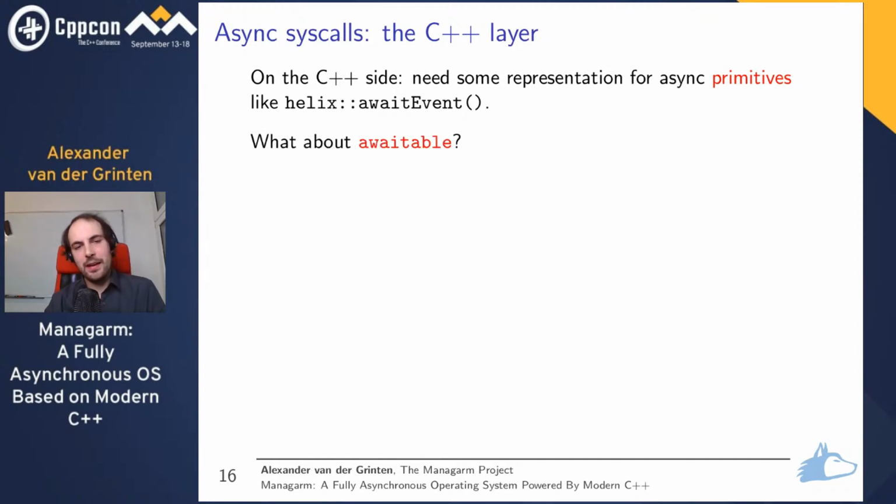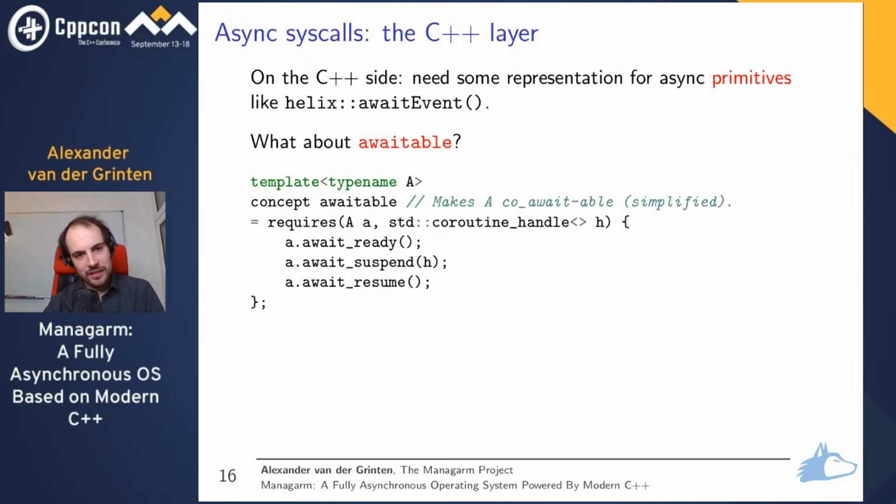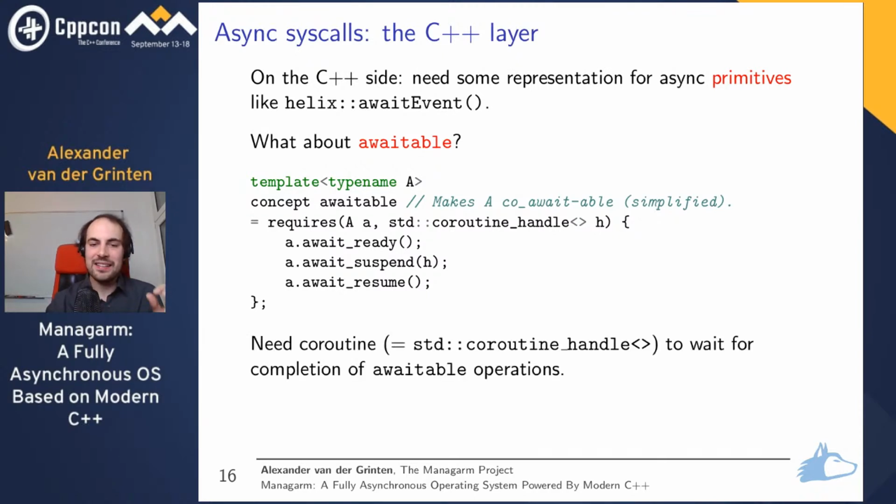Maybe the obvious choice is awaitable. So awaitable is this concept here. It makes the type co-awaitable. To do that, we have some awaitable object A, and there are three operations: await_ready, await_suspend, and await_resume. It's not actually so important what they do, and I'm not going to explain it because there are probably better talks on how coroutines work. But the crucial point here is that await_suspend needs a coroutine handle. That's basically just a coroutine. And that means that if we use this awaitable concept as our building block, then we need to be in a coroutine to wait for the completion of awaitable operations. Otherwise you cannot get a coroutine handle.